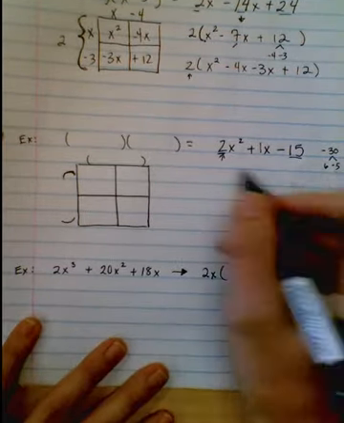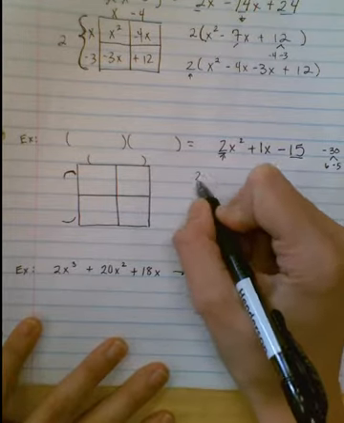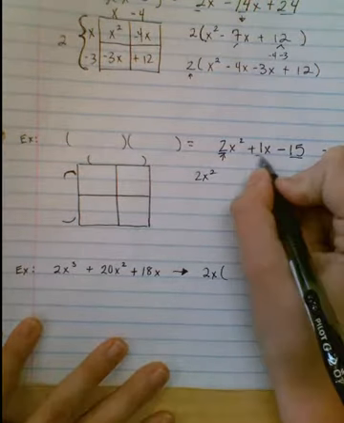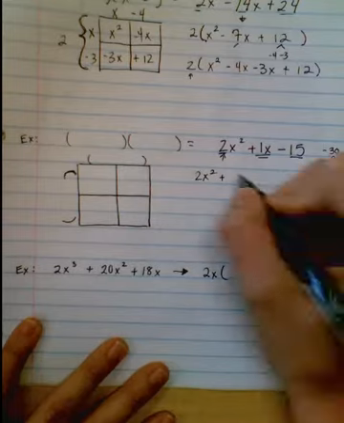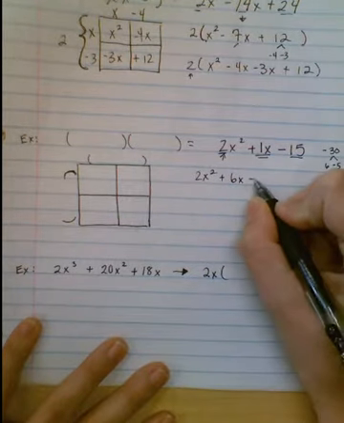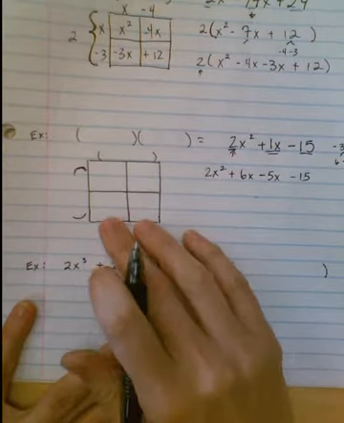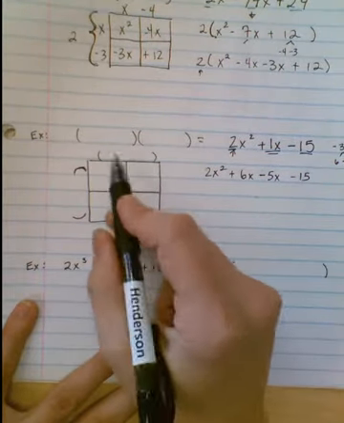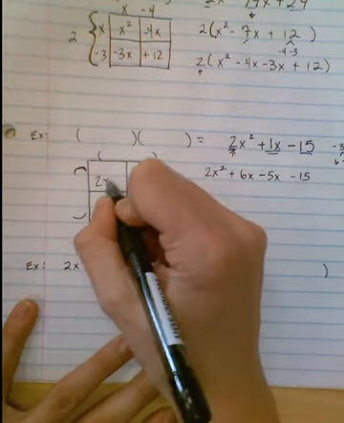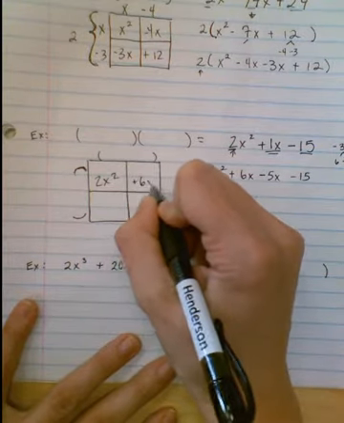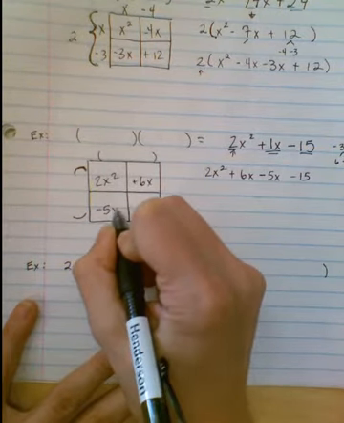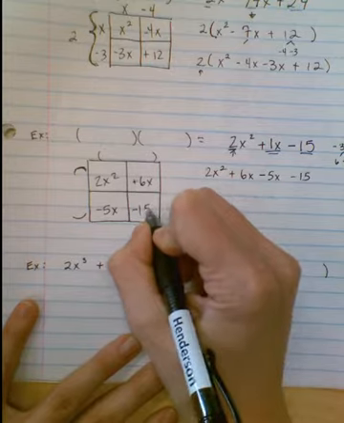So I'm going to review what my pieces would be. 2x squared, this is really simplified down from 6x minus 5x minus 15. I'm going to put those in my box and factor it out to figure out what my length times width would have been. 2x squared plus 6x minus 5x minus 15.